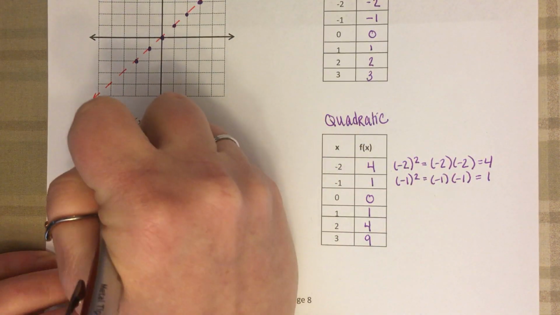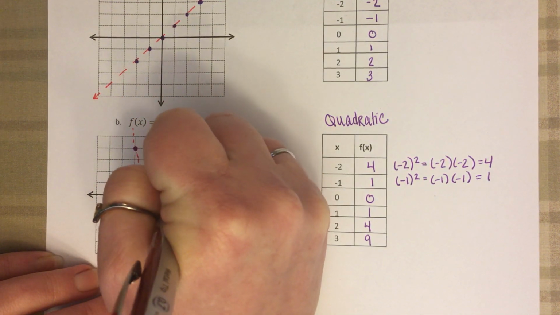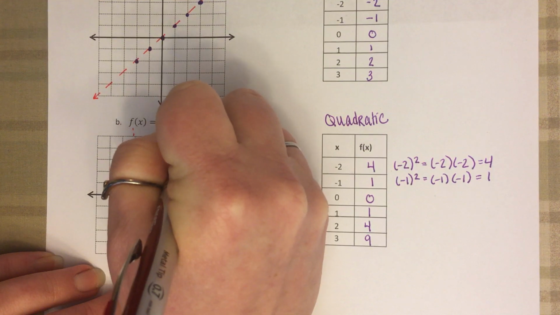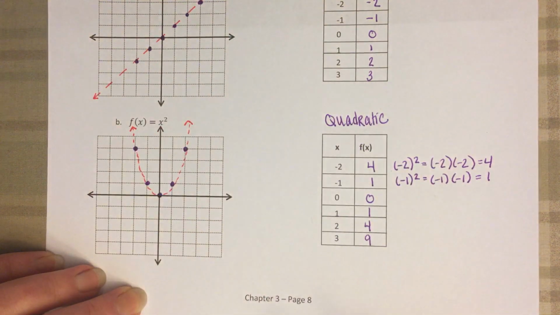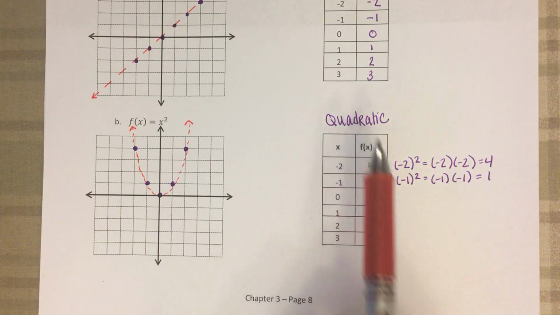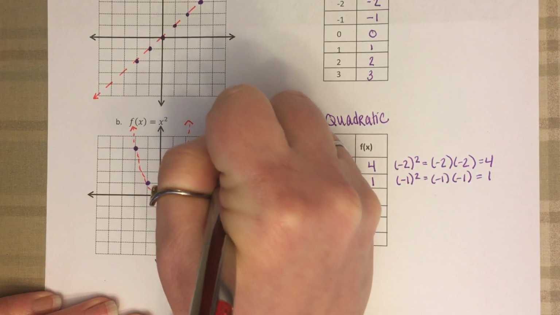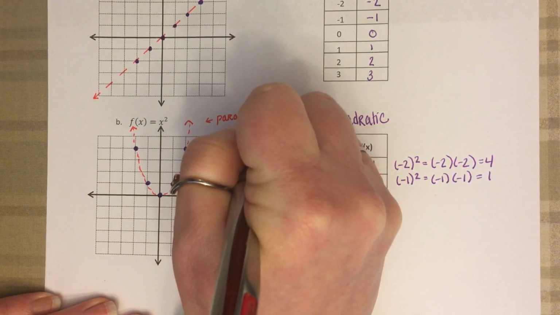If we sketch this in, it's not a perfect U-shape, but it is close to the U-shape that we see for this. So our actual function is a quadratic function, and the shape that we're looking at here is what we refer to as a parabola.